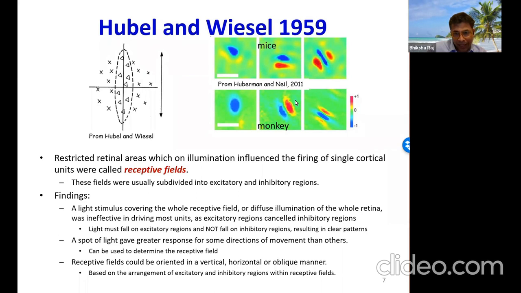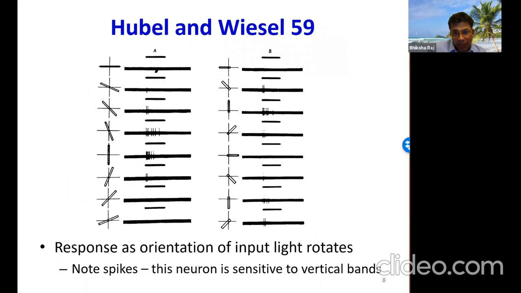Now, in all of these figures, the blue regions are the excitatory regions, the red regions are the inhibitory regions, and you can see that the receptive fields are all generally oriented lines. These pictures are for mice and for monkeys, but for cats, they're also very similar, and I assume also for humans. So here is one of their results.